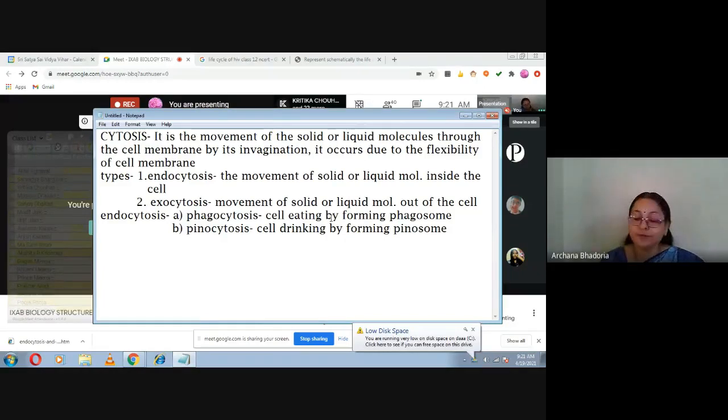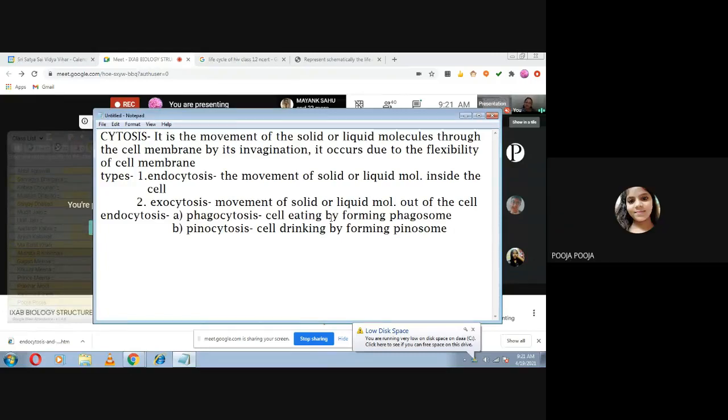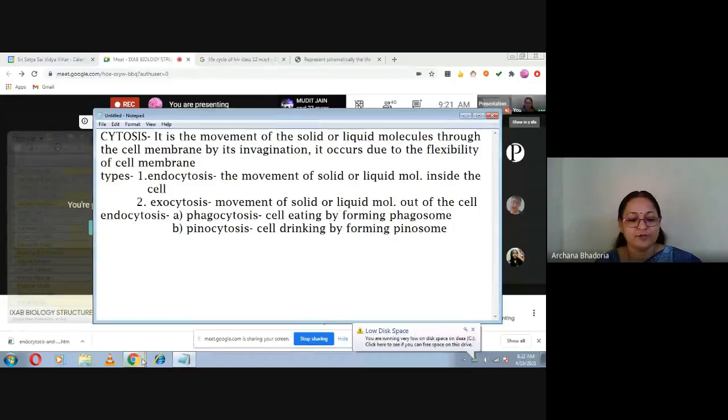And the food vacuole which is enclosing inside it the solid food, formed as a result of phagocytosis, what will it be called? Phagosome.